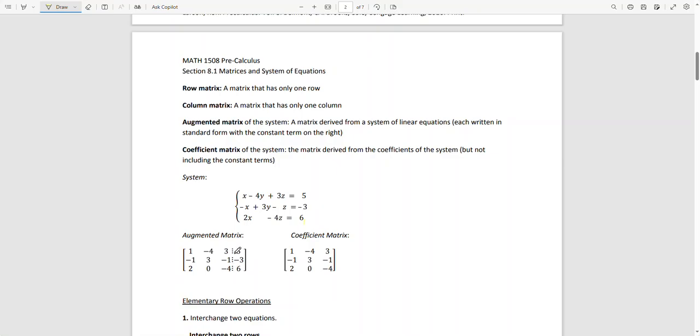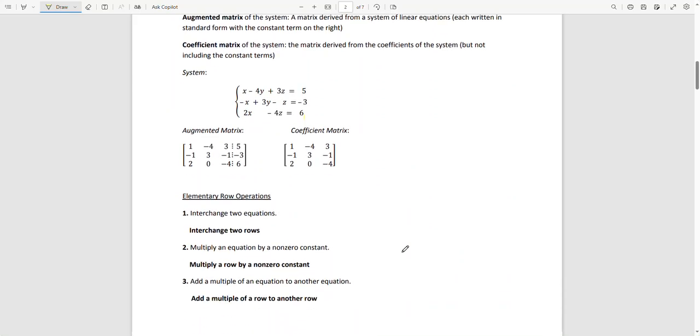What we could do, though, is ignore the answers, the right-hand side of the constant values, the right-hand side of the equations. And this is the coefficient matrix. The coefficient matrix is just the coefficients of the variables in your system of equations. And we're going to use this and manipulate it in several different ways as we go forward. Okay, so this is going to be very repetitive.